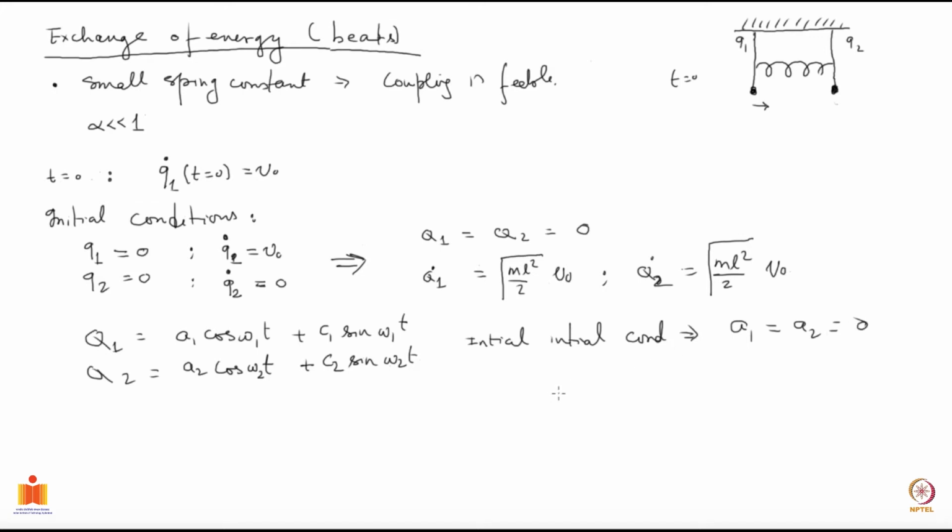That's one thing. Now we still need to determine C1 and C2, which you can get by using the velocity conditions at the initial time. Check that C1 turns out to be the square root of ml square over 2 times v0 over omega 1, and C2 is the square root of ml square over 2 times v0 over omega 2. This will be easy to verify.